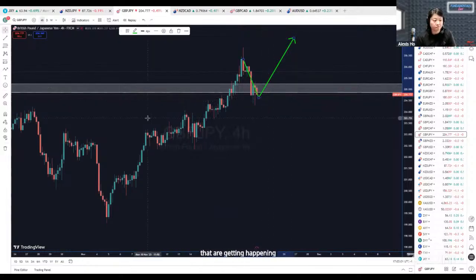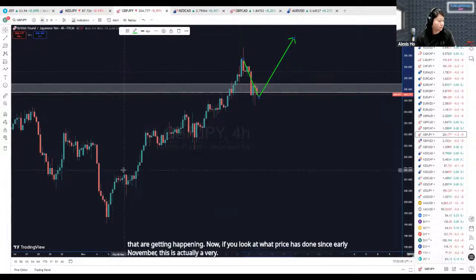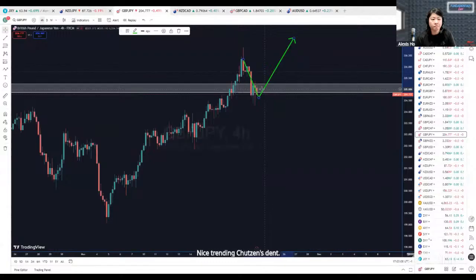Now, if you look at what price has done since early November, this is actually a very nice trending chart since then. So no problem trading it. In fact, coming Monday, I will be quite comfortable placing a pending order right at the top of this week.